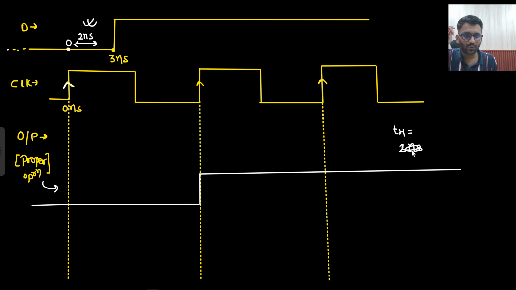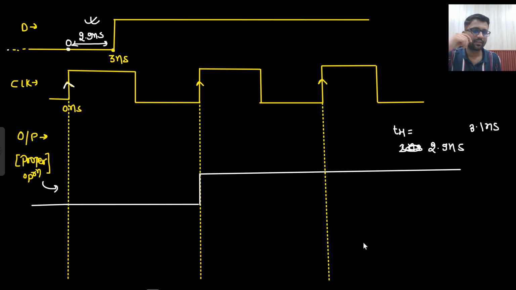If it was 2.9 nanosecond, then what will it say? The clock will say that it should be stable for the upcoming 2.9 nanosecond. Yes, it is stable. No issue. If it was 3.1 nanosecond, what will the clock say? That it should be stable for the upcoming 3.1 nanosecond. But is it stable? Yes, stable, stable, stable. But here, this will be your 3.1 nanosecond, and here it is changing. And if it is changing, that means there will be a hold violation.